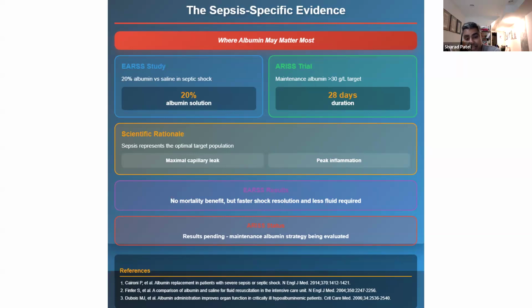The ARIS trial is still actually happening. This is more of a chronic maintenance study. What they're looking at is, with 28-day persistent albumin administration, if you can keep the albumin level at 30 grams per liter, does the outcome improve or not in sepsis? So this is going to be something that the results will still be coming out for.